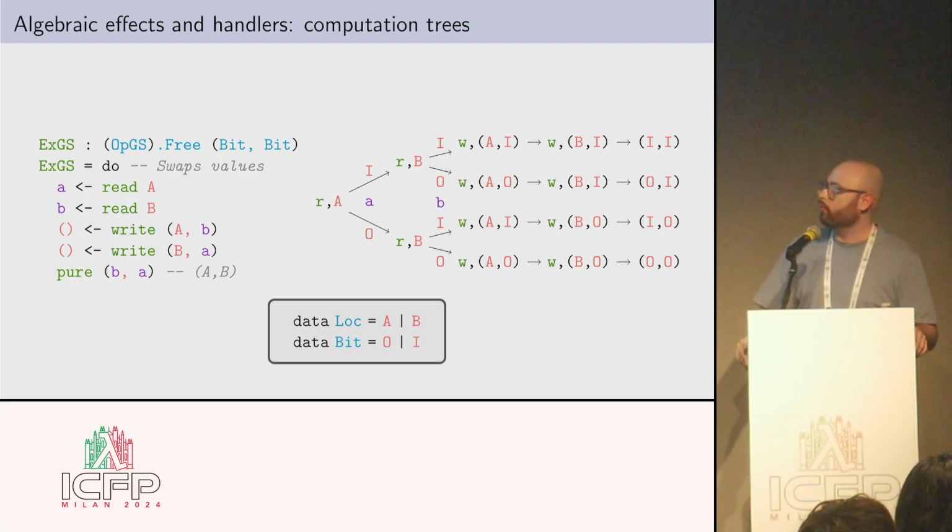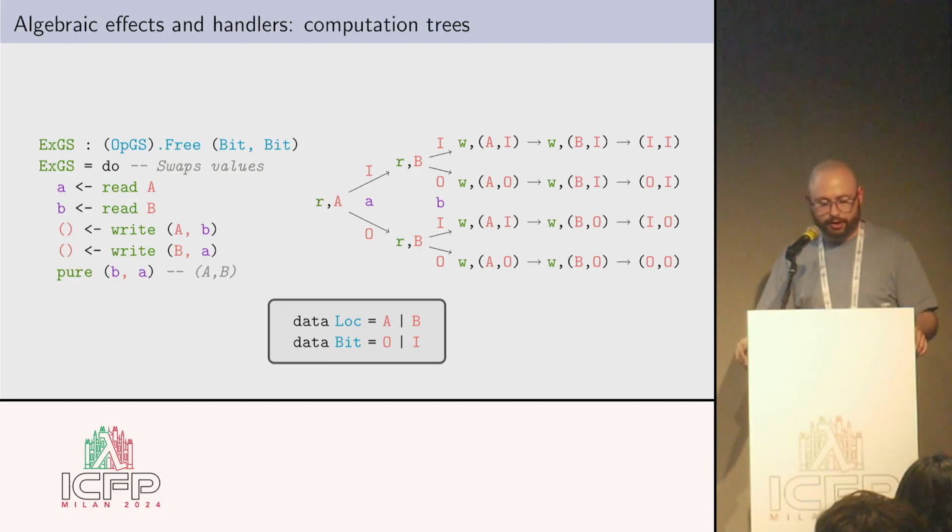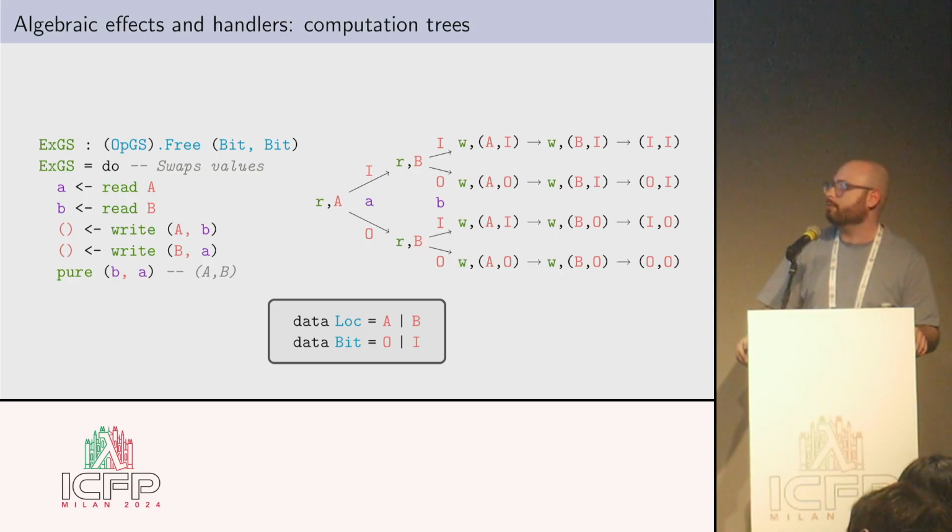Then we're going to write the value bound in the variable B to location A, and vice versa for location B and the value A. And then we're just going to return what's currently in location A and currently in location B, which corresponds to just the variable B and the variable A. So the computation tree, which corresponds to this, is on the right-hand side.